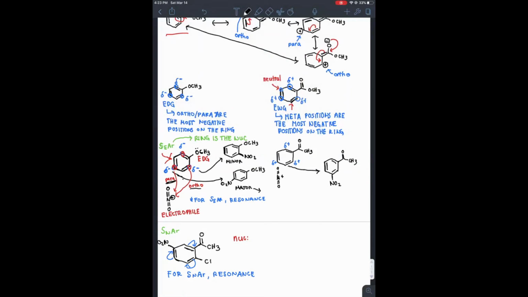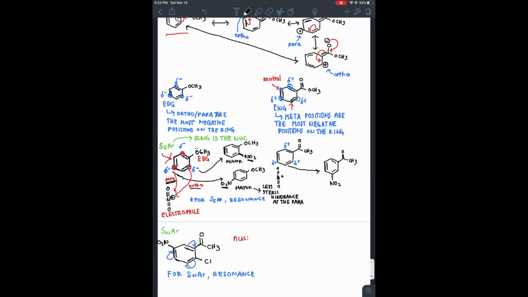Just keep in mind that this is the major product because there is less steric hindrance at the para position. And so with electrophilic aromatic substitution, when we have an electron donating group, we are going to add our electrophile to either the para position, which is the major product, or the ortho position, which is the minor product.